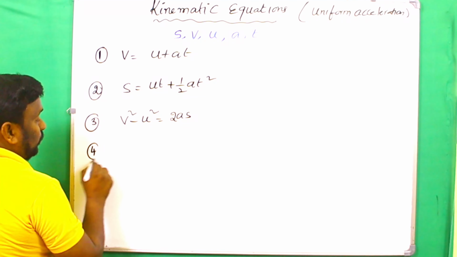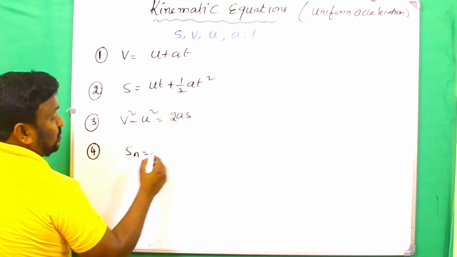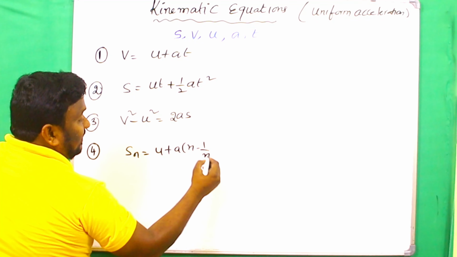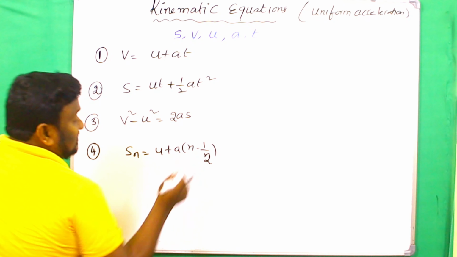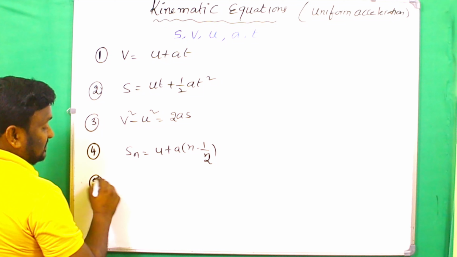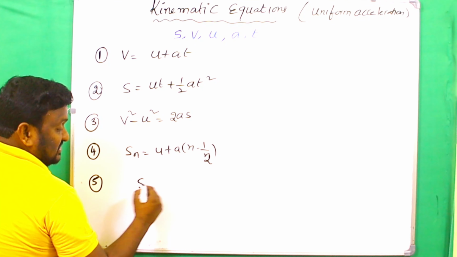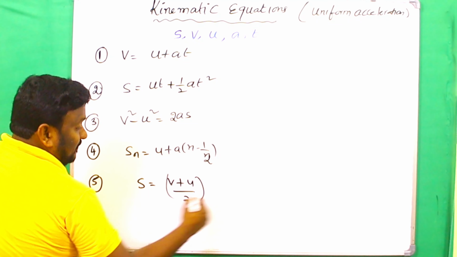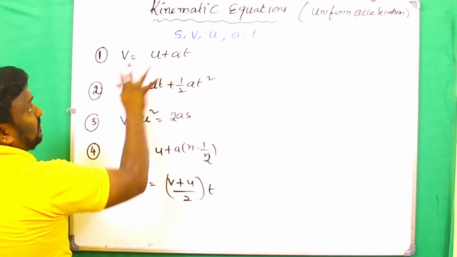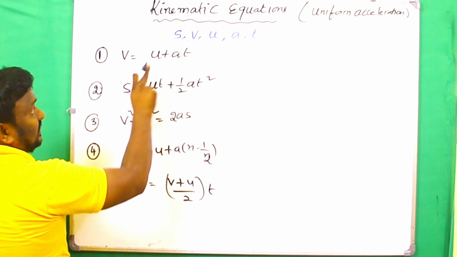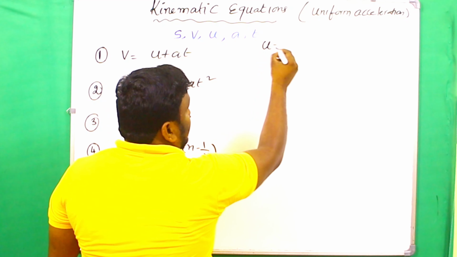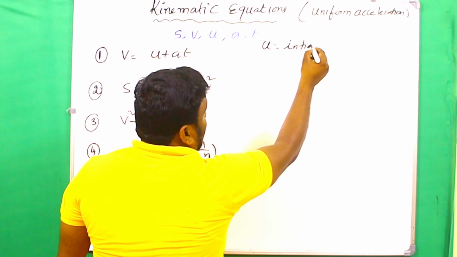Along with them we have Sn = U + A/2 (2n - 1), and the fifth one is S = (V + U)/2 × T. So these are the equations of motion. Among that, what is U? U is the initial velocity.